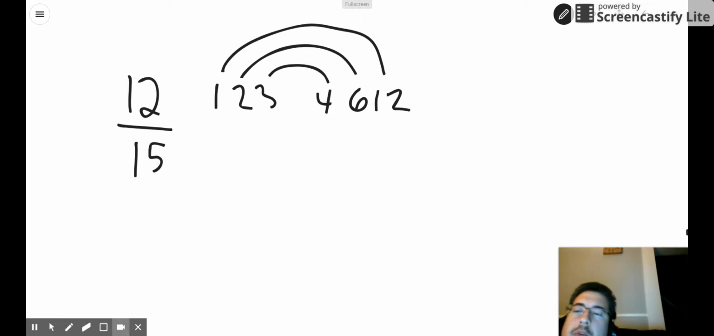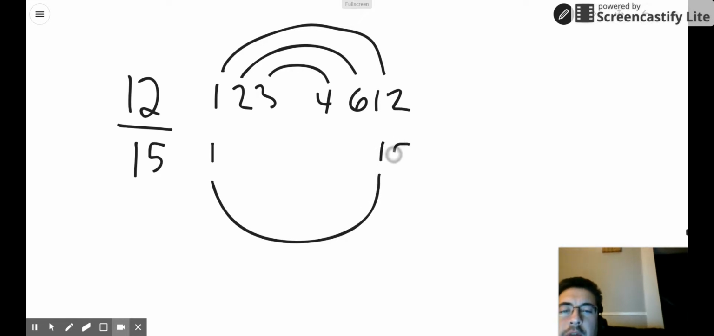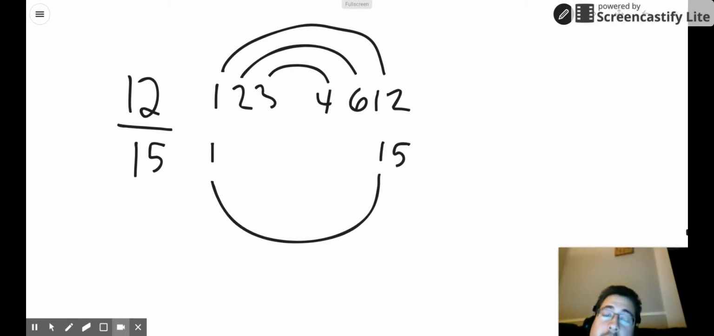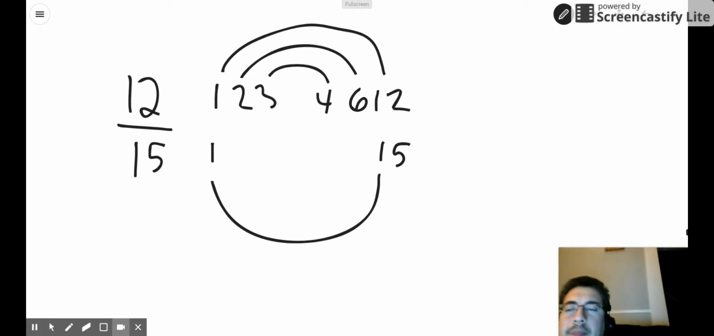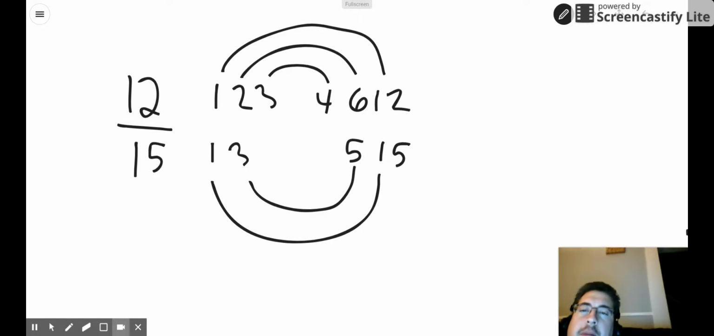And so now I'm going to drop down to my 15, which is in the denominator. I'm going to do the same exact thing. I'm going to write out factors for my 15. So 1 and 15. But you see what I did there? I kind of made an upside down rainbow. And let's see here, 3 and 5. And that's my last factor pair.